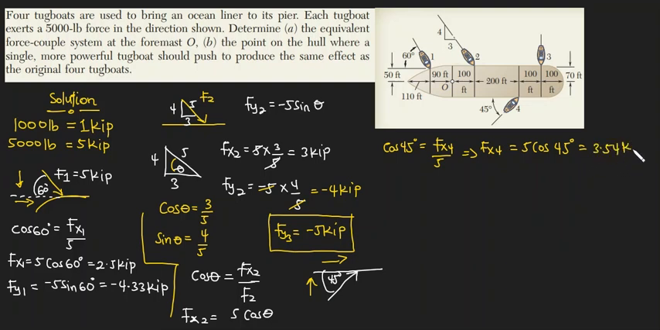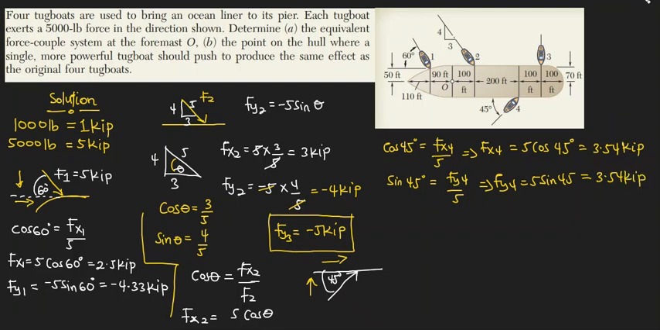5 multiplying cosine of 45 will give us a value of 3.54 kip. That's for the x component, and then for the y component, that's going to be the sine of the 45 degrees angle. That will be equal to Fy4 over 5, which gives us Fy4 equal to 5 multiplying sine of 45. You notice that this is positive because it is pointing in the positive y-axis direction. So this will also give us 3.54 kip.